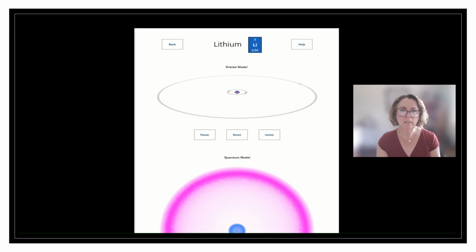Lithium, a little more complicated. The configuration for lithium is 1s2, 2s1. So the 2 electrons in the first energy level in the s subshell, you can see in the orbital model, are very close to the nucleus, and that 3rd electron that's in the second energy level is significantly farther away. The s subshell in the second energy level is shown in pink.